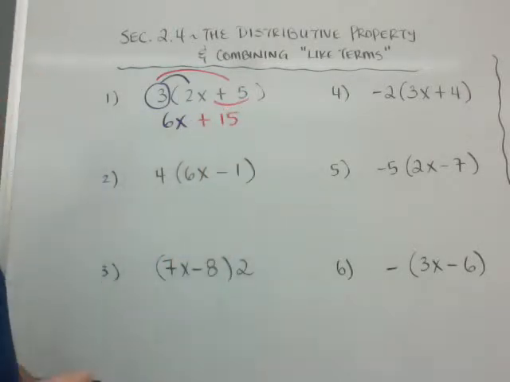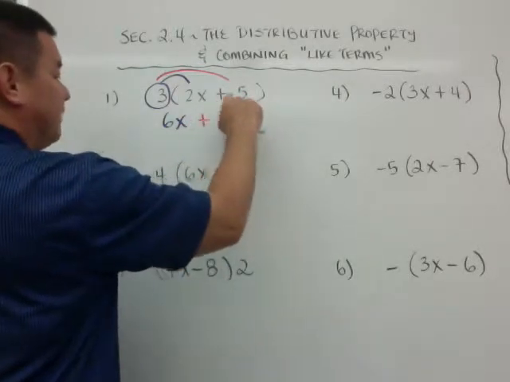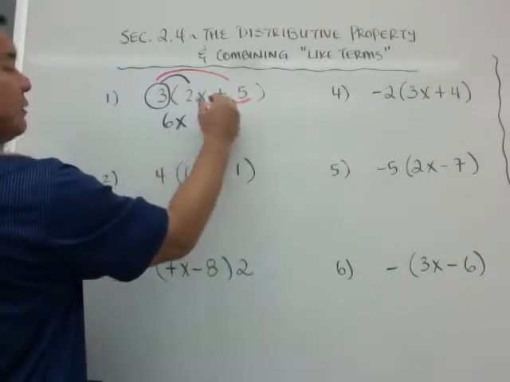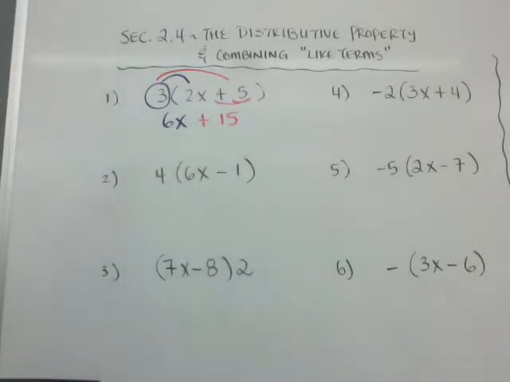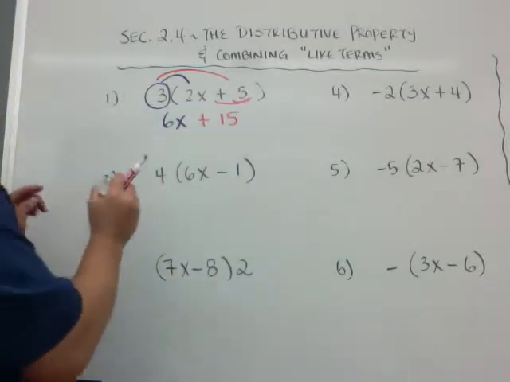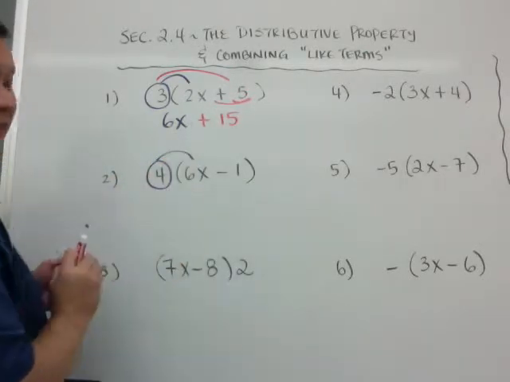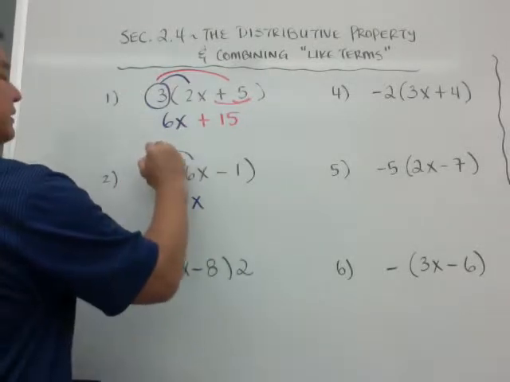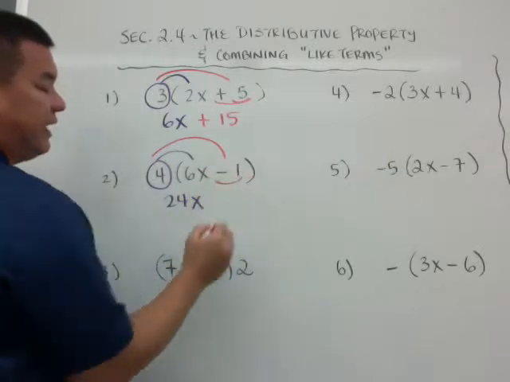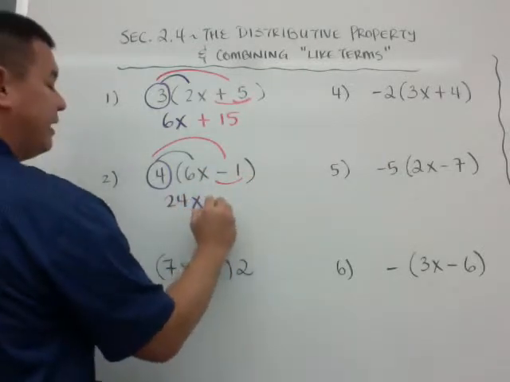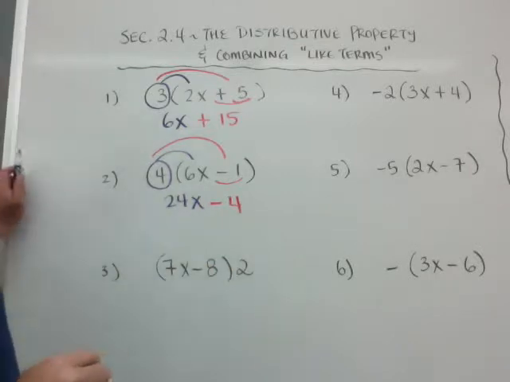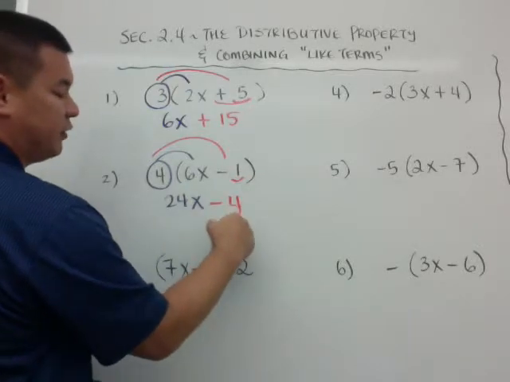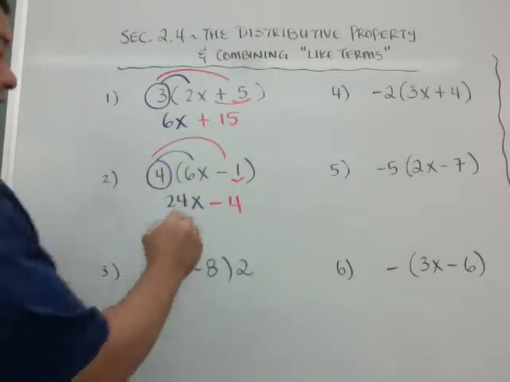So there's a couple ways of thinking of that. You can either just drop the plus sign this way and say 3 times 5 is 15. Or you can think of it as 3 times positive 5 is equal to positive 15. Okay, so when I get this one here, 4 times 6x is equal to 24x. And then here's what I get. 4 times negative 1 is equal to negative 4. Or the other way to think about it is drop the negative down, and 4 times 1 is equal to positive 4, so you drop the negative and put the positive 4. Either one.